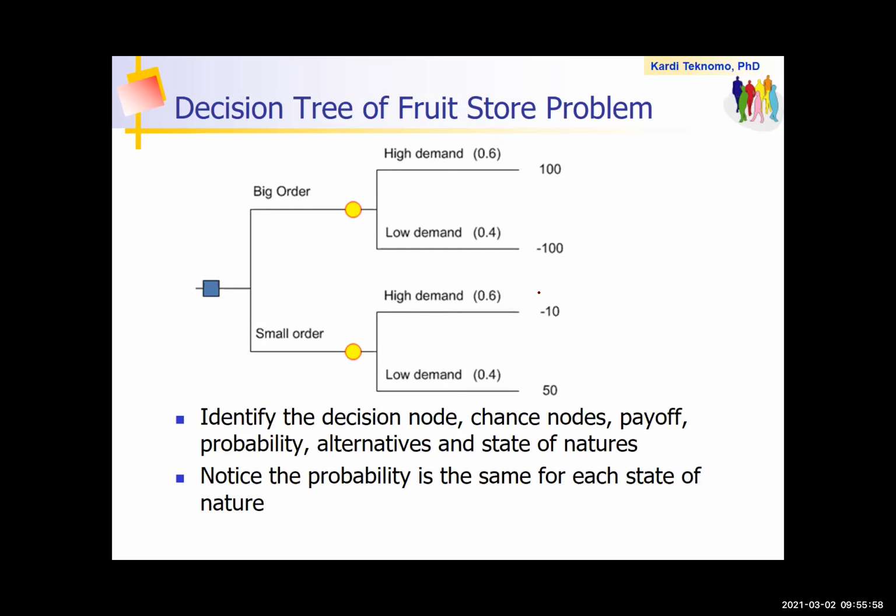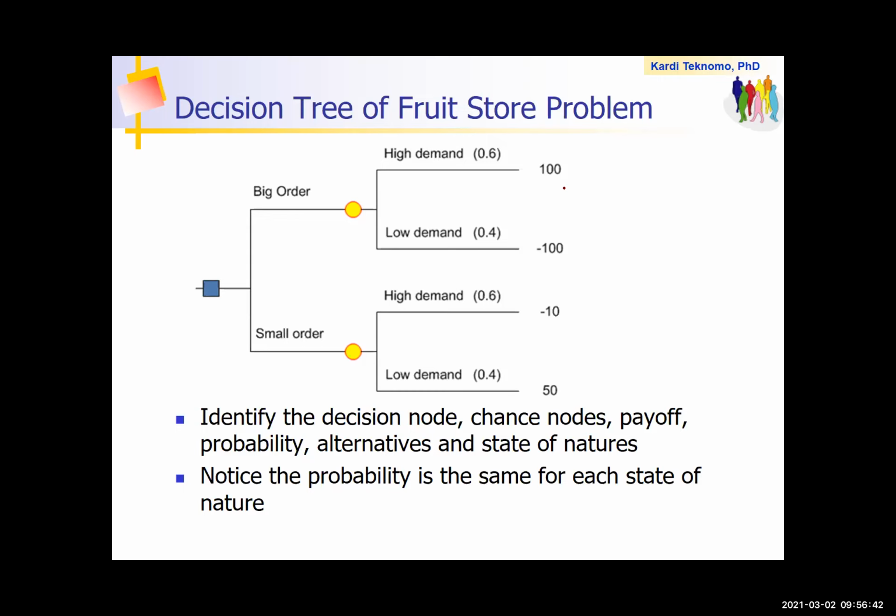Suppose we have this fruit store problem. You see here at the beginning, on the left, the blue square represents the decision node, right? So what are the alternatives? Big order or small order? Now for a big order, the yellow circle here represents the chance node. For the chance, you have high demand or low demand, right? So now you set the probability of high demand, in this case 0.6, and low demand 0.4.